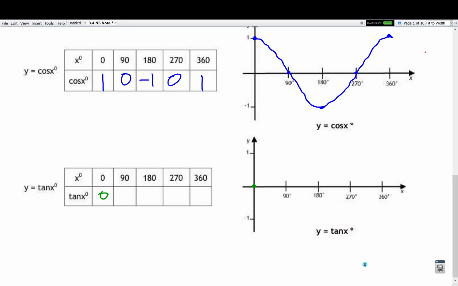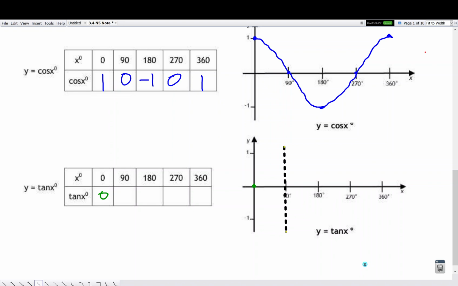The tangent graph actually never connects with the line x equals 90. So it's a little bit funny. I'll show you what happens. What you're going to do is draw a vertical dotted line, actually I'll do that in black. You draw a vertical dotted line, please, right down through 90. Now that is called an asymptote.